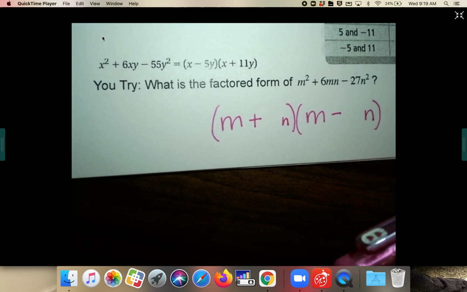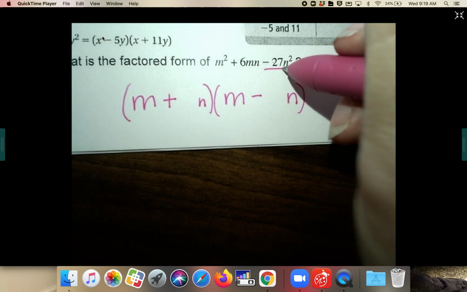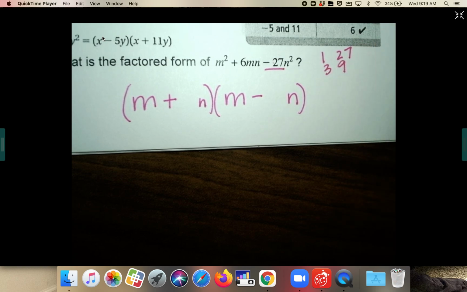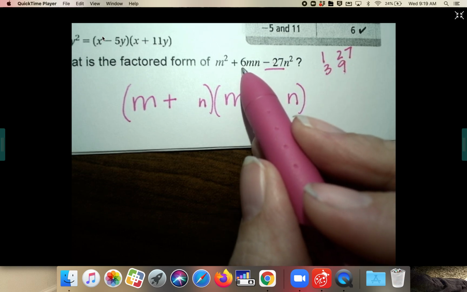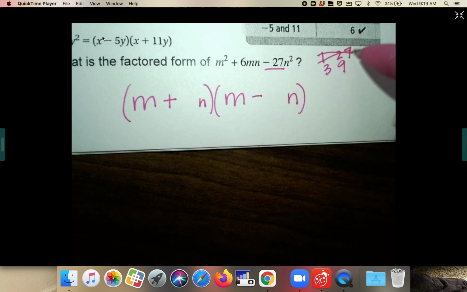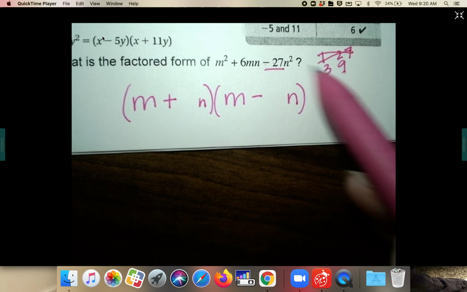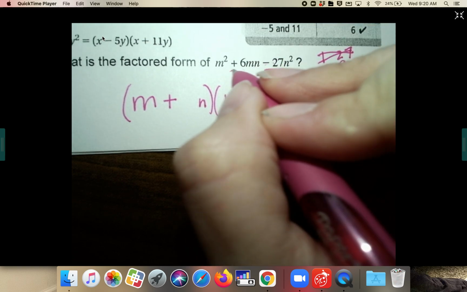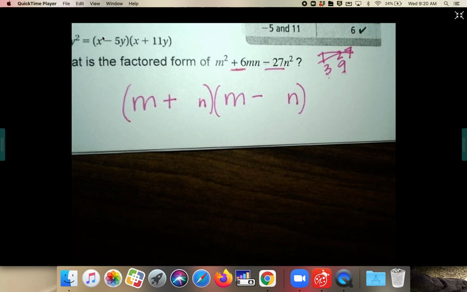So now we need to just think of the factors of 27. So 1 and 27. 3 and 9, I think that's it. And when you add them, they need to be 6. So here we go, 3 and 9 are 6 apart. And now we need to decide which one is negative and which one is positive, to where when we add, we get a positive 6 for the answer.